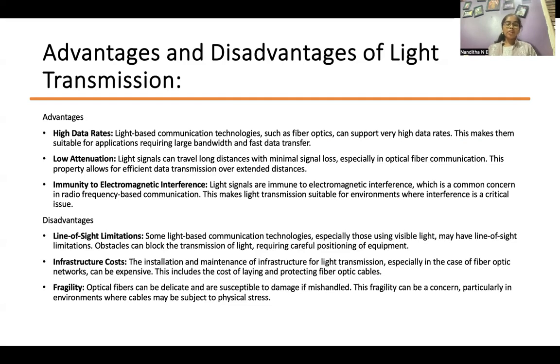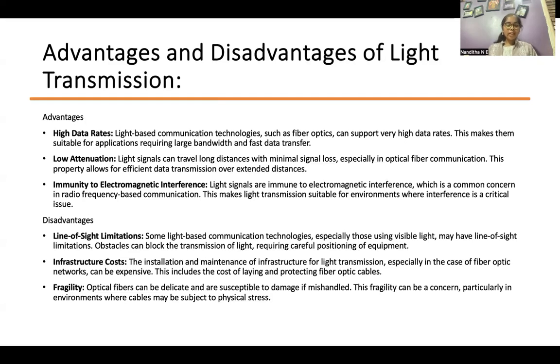Low attenuation. Light signals can travel long distances with minimal signal loss, especially in optical fiber communication. This property allows for efficient data transmission over extended distances.